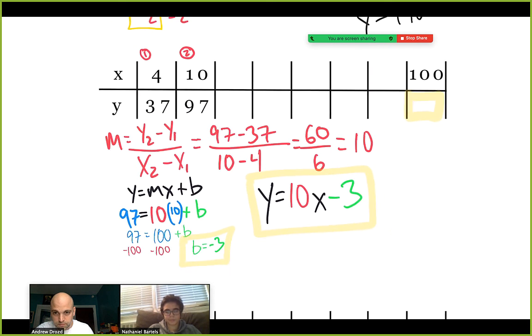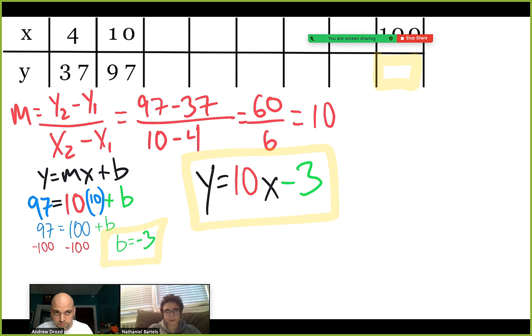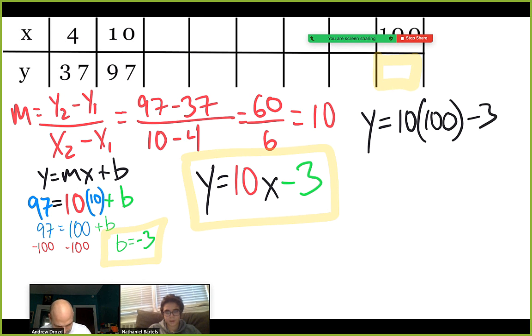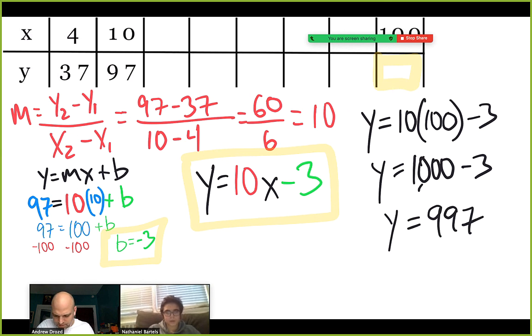So what we have to do is y equals 10 times 100 minus 3. 100 times 10 equals 1000. 1000 minus 3 equals 997. Yes, well done. Nice job, man.